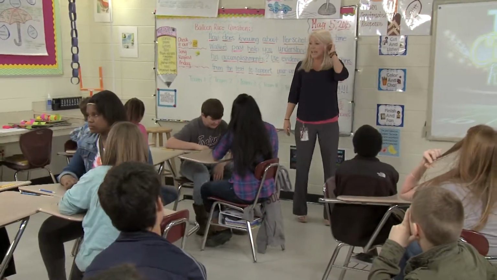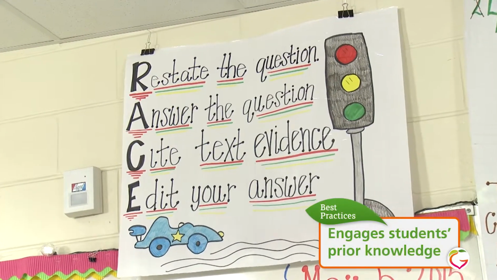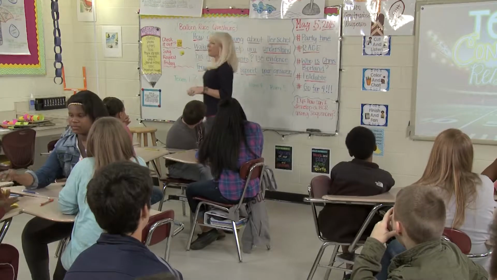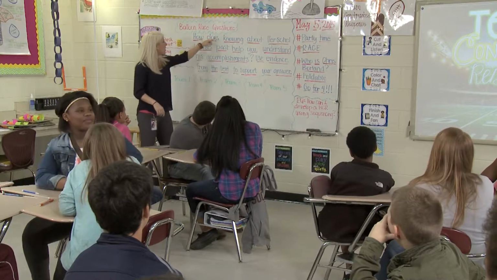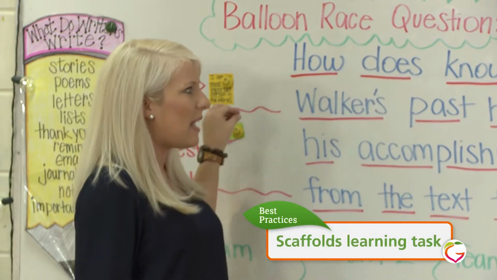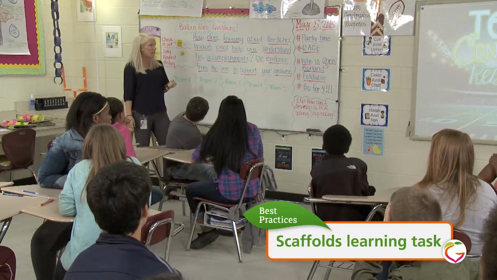All right, so at the beginning is R, and we've talked about it just a little bit, but R stands for? Restate the question. Now, we did this in the What About Herschel Walker. There are some important keywords in this sentence right here that help us. We need to eliminate them to restate the question. What are they? How does. So we could start our sentence.